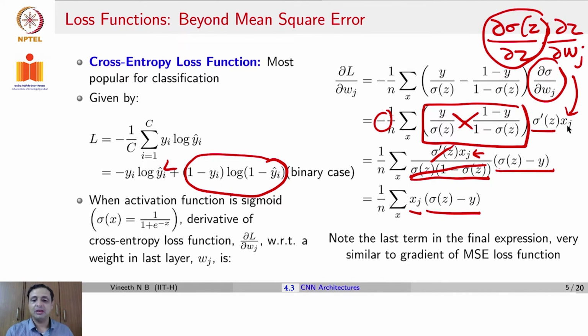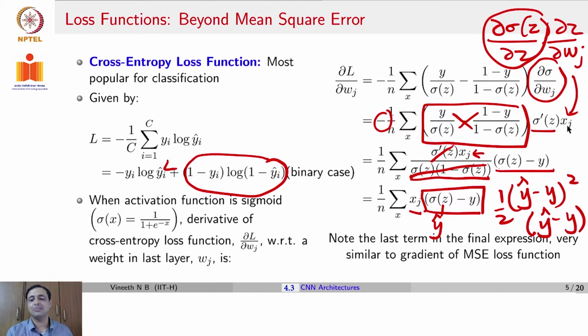What's interesting here is that this term is very similar to the gradient of the mean square error. Remember, sigma of z is y hat. So even in mean square error, when you have y hat minus y whole square half, if you differentiate, you would get y hat minus y in the loss. So the gradient of the cross entropy looks very similar to how the gradient of the mean square error looks.